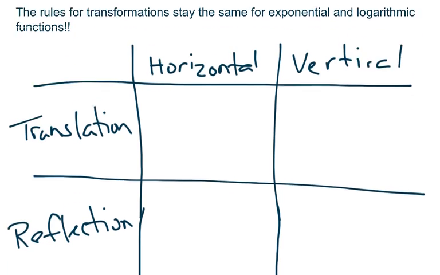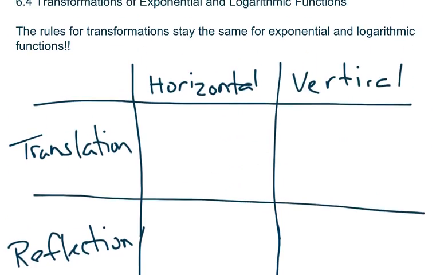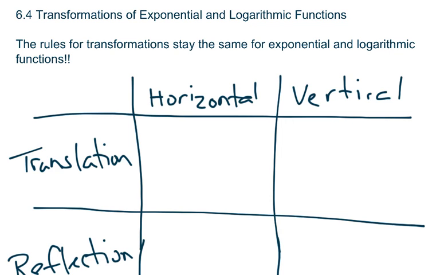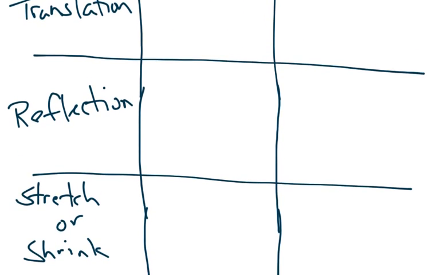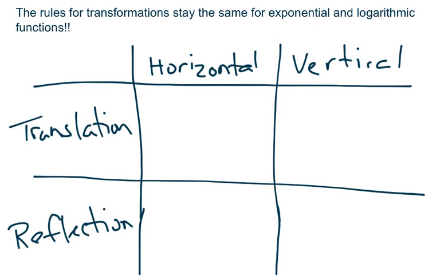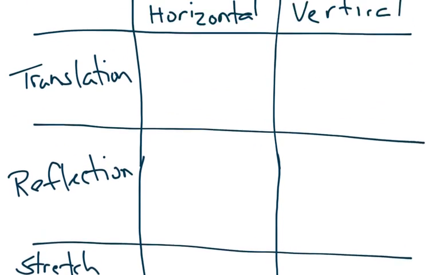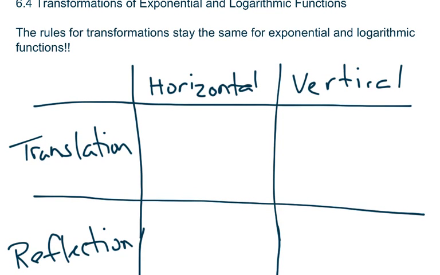Okay, so what I've got here, I've got a chart. You can see how it kind of looks. Three main transformations. We've got translations, reflections, and then stretches or shrinks, and then we split them into horizontal and vertical. Translations, reflections, and stretches or shrinks. Okay? So, just as a reminder, for horizontal translations, that is when we add or subtract from x.